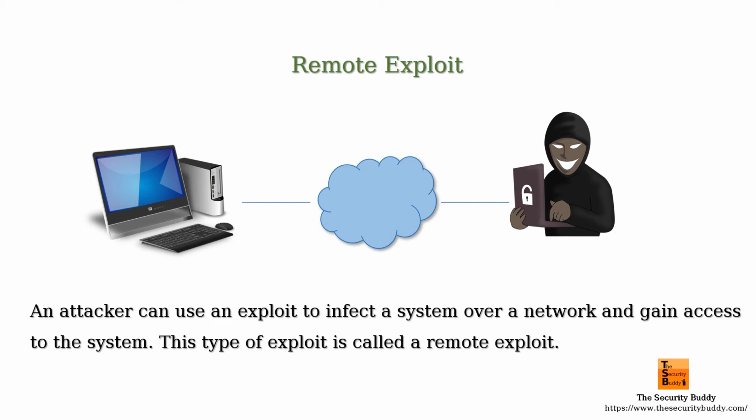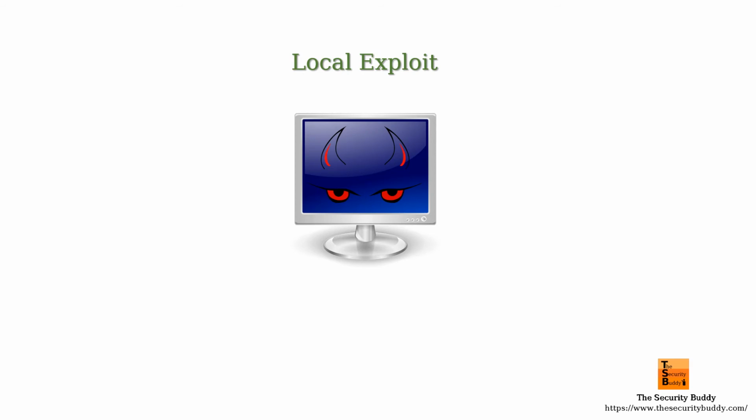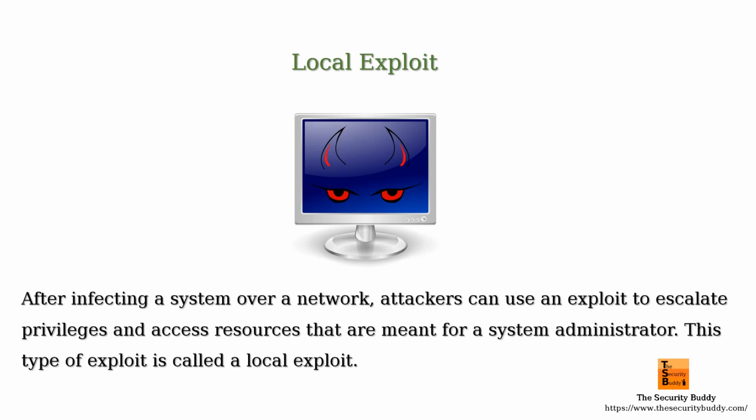After infecting a system over a network, attackers can use an exploit to escalate privileges and access resources that are meant for a system administrator. This type of exploit is called a local exploit.